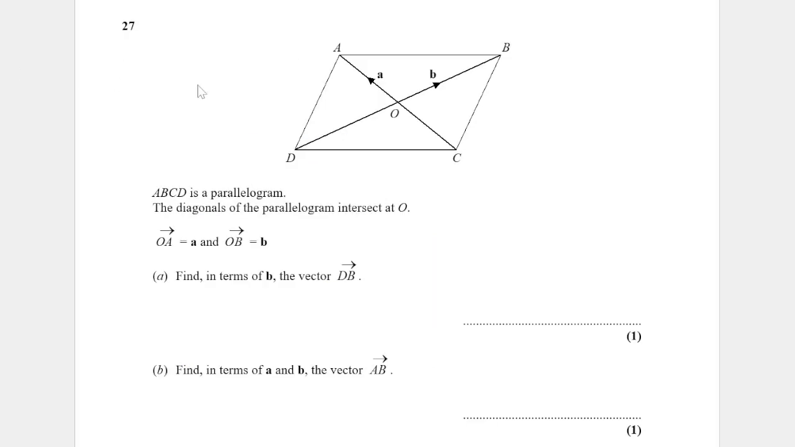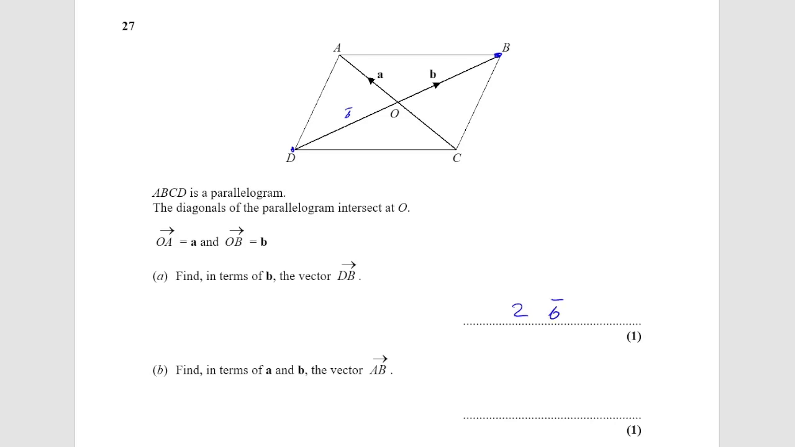Okay, question 27. So we're given, this is our vector question, ABCD is a parallelogram, the diagonals of the parallelogram intersect at O. O to A is a, O to B is b. Find in terms of b the vector D to B. So I want to go from D to B, so this length here would also be b, so we're looking at just 2b.